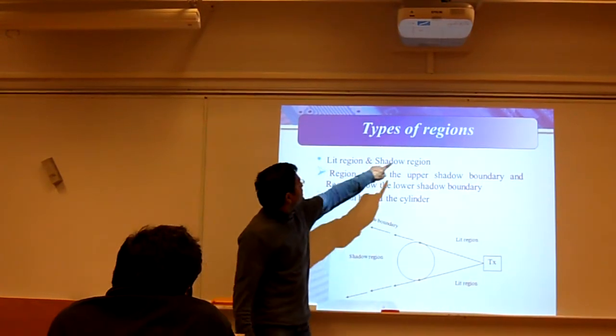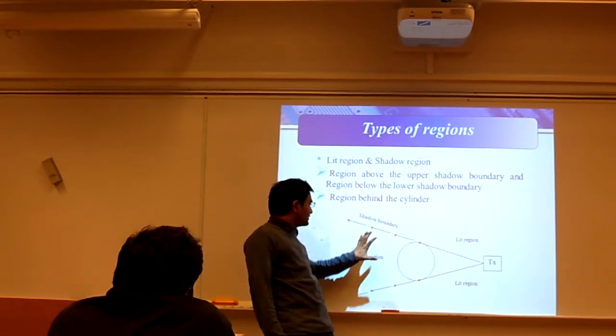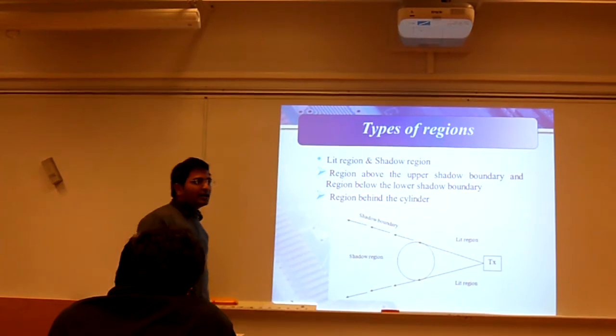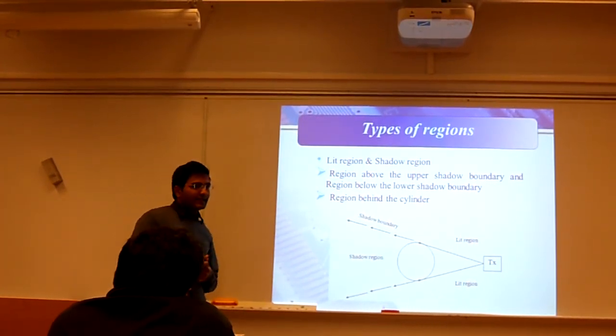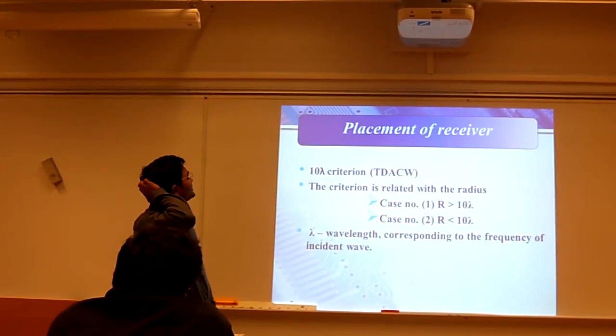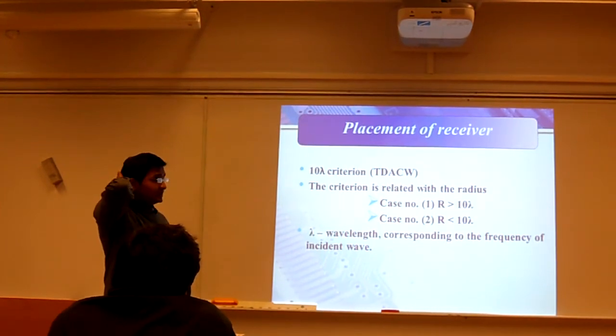And next, the second one is the shadow region, the only region behind the cylinder. Only the region behind the cylinder is referred to as the shadow region. And these terms will be useful in the third part to place a receiver. Exactly. So here, placement of the receiver, as I said before, is a major problem in our project.